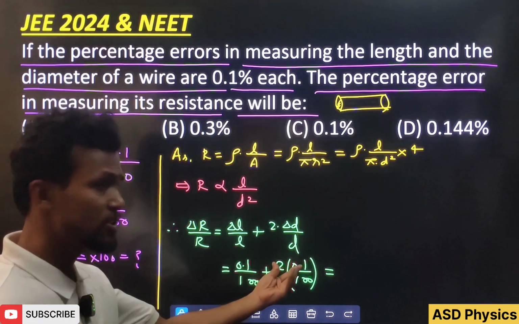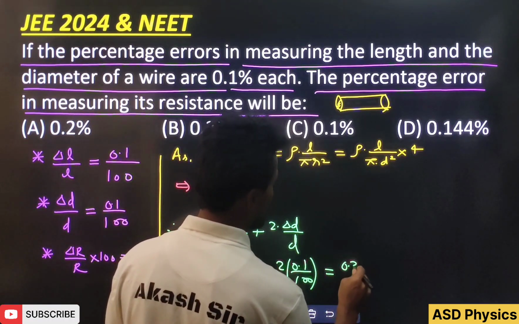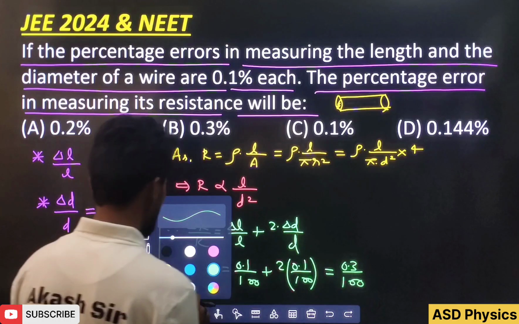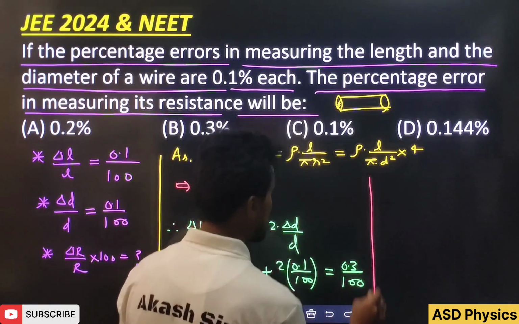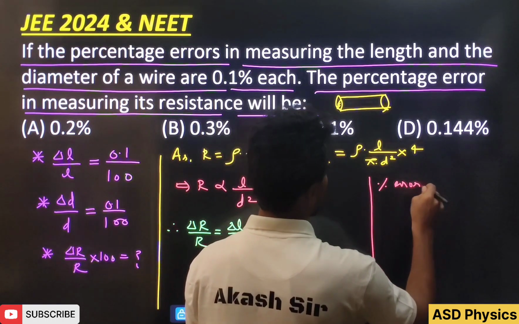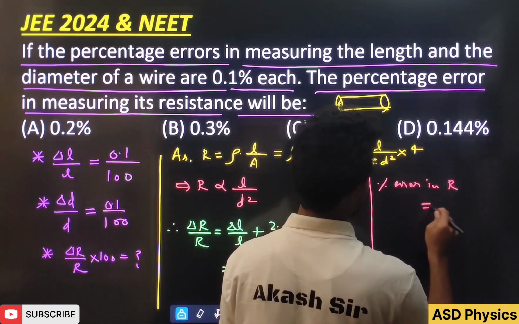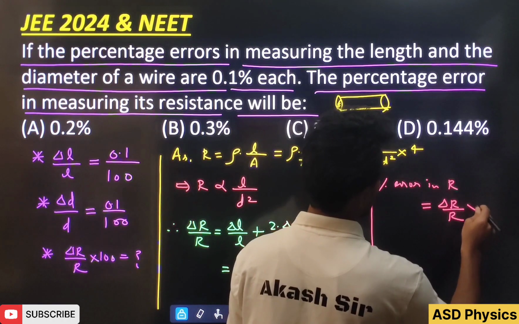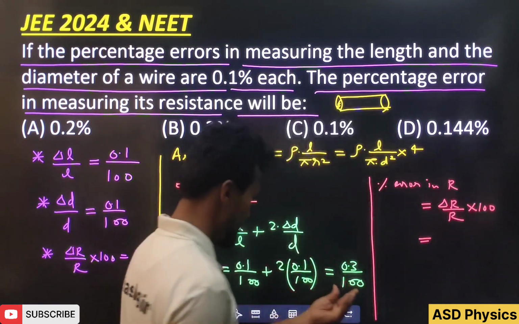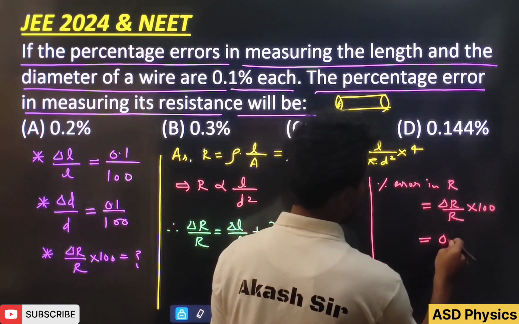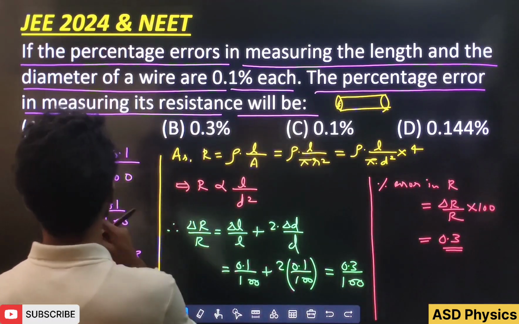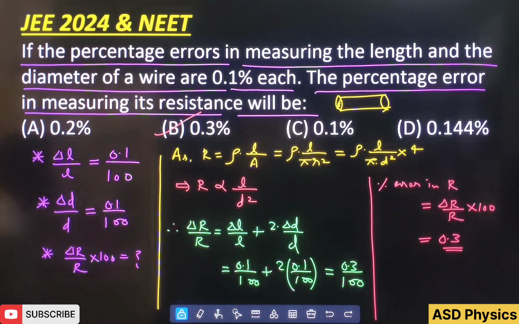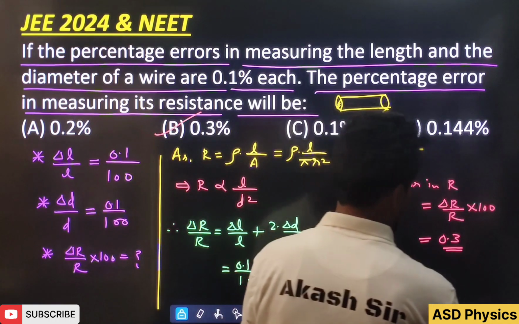So what will this become? Here 0.2, here 0.1, so it will become 0.3 by 100. If they ask for the fractional error, this is going to be the answer, 0.003. But what they are asking here is the percentage error in R. As I have told you before, it is delta R by R into 100. So this 100 is cancelled by that 100, and the answer is 0.3. The percentage error is 0.3, which means option B is the correct answer. See how easy and beautiful a way we have got this answer.